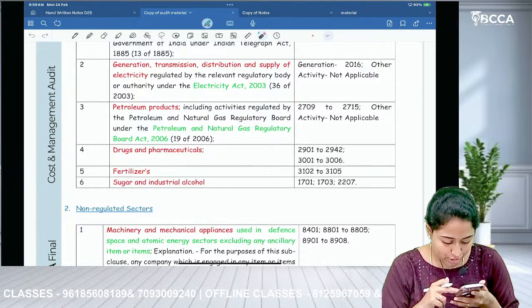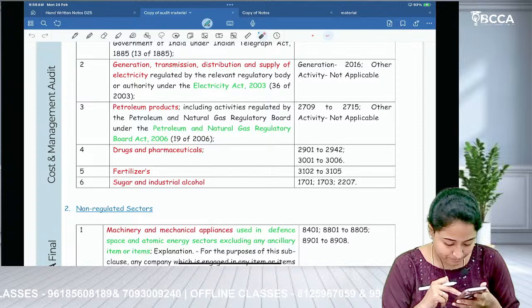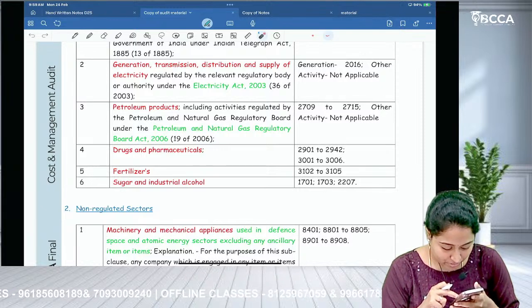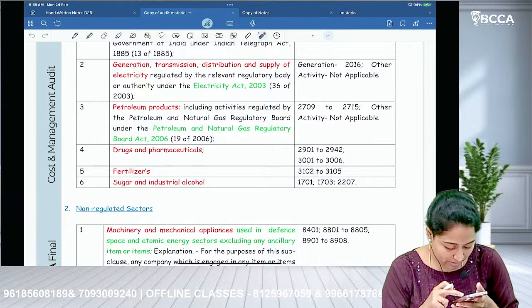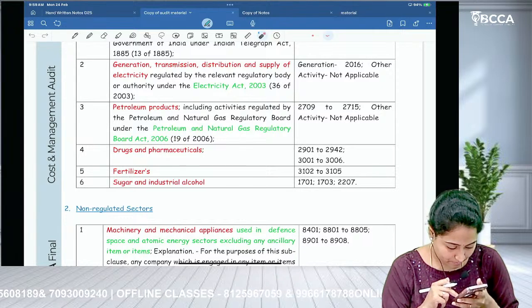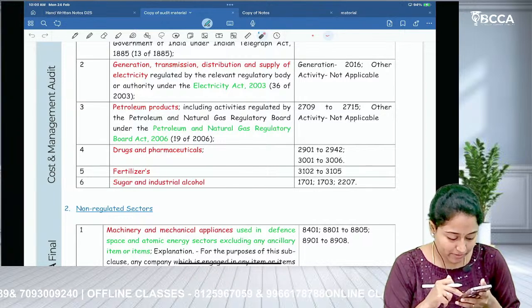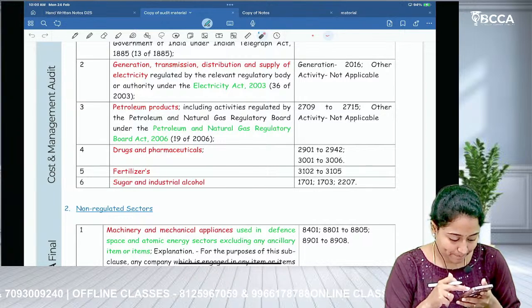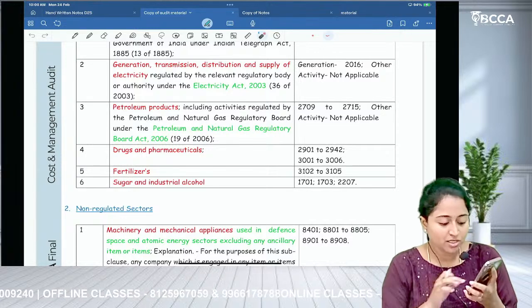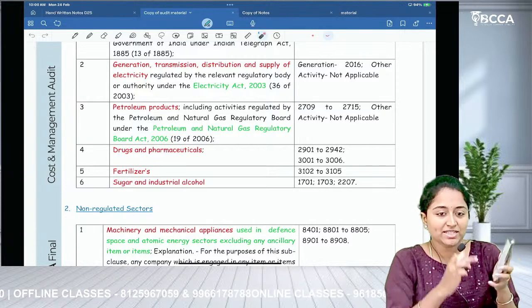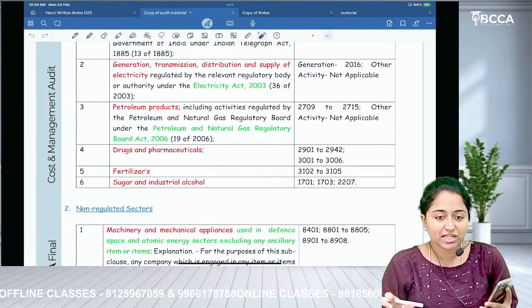See, from page 29 we have started this, and if I move on to 3001, these are the headings. In these headings, what is given? This is the tariff item heading. The first column is the tariff item heading, and the second is the description of goods.